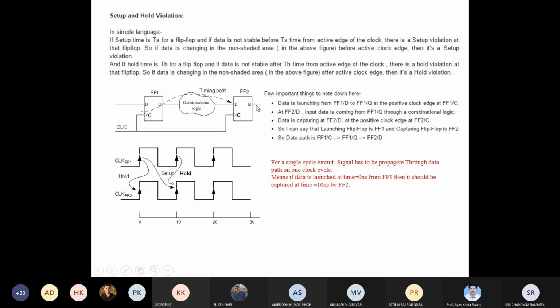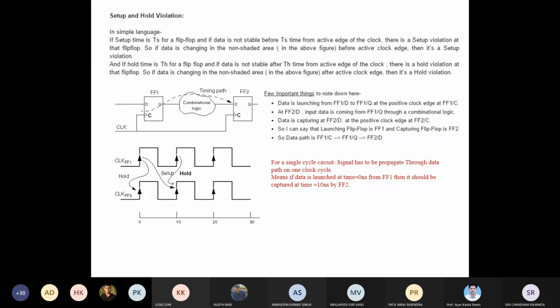When the clock is there, the data reaching the D input should arrive at least the setup period before the clock, and it should be stable. After that, if the clock is positive-edge triggered and triggering happens, the value should not change during this period. It should remain the same. That is what is called timing analysis.